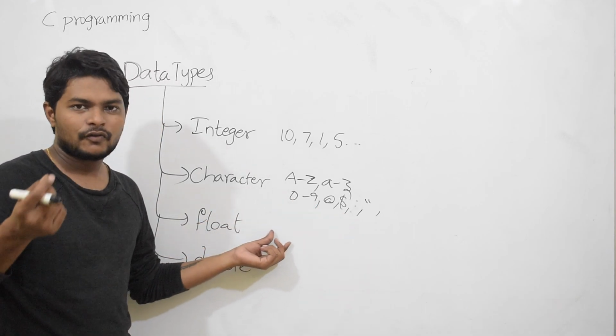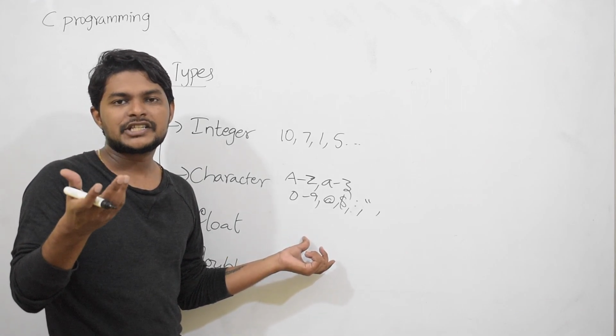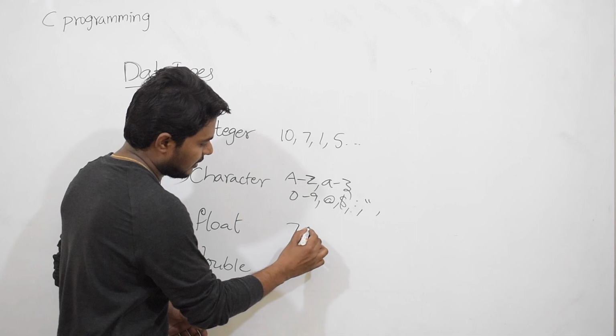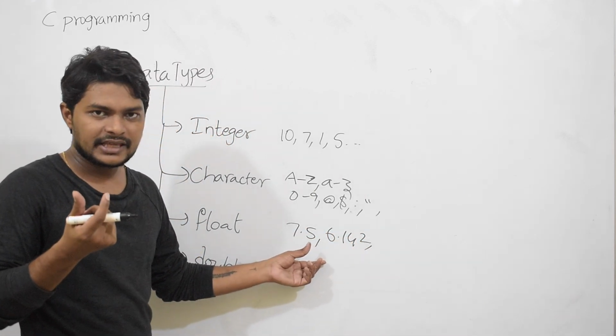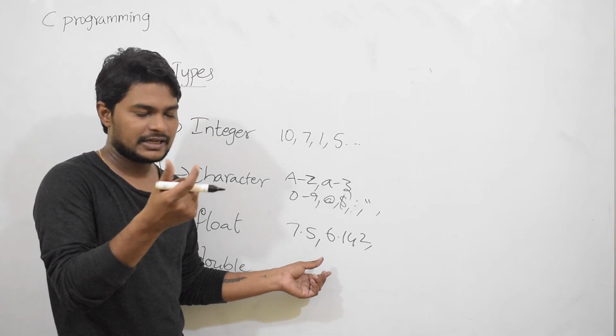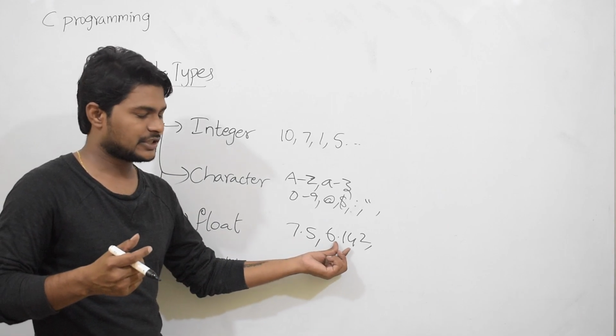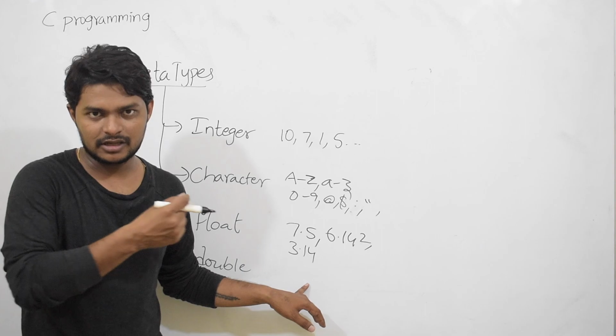Now float. Float is nothing but a floating point number, or a decimal number. Like you can say 7.5, 6.142. Anything to which we add decimal digits is called a floating number. 7.5, 6.2 and 3.14 are called float.